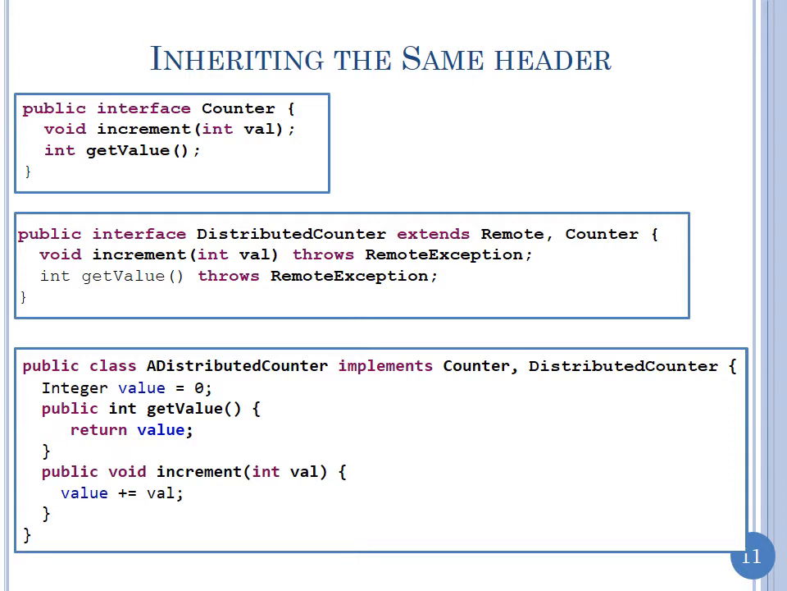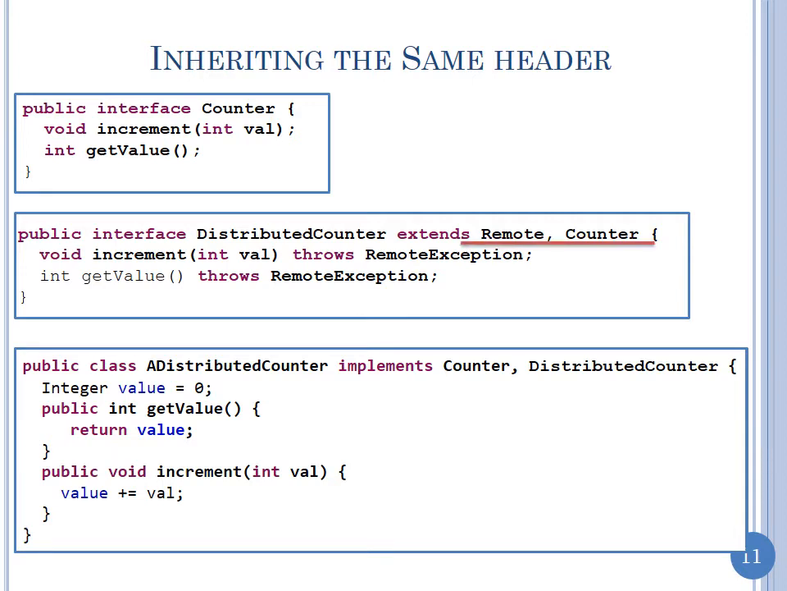Okay. Can I make distributed counter extend counter when its header has remote exception, whereas counter's header does not have remote exception in the throws clause for the same signature? That is the question I want to get at, and is that legal?